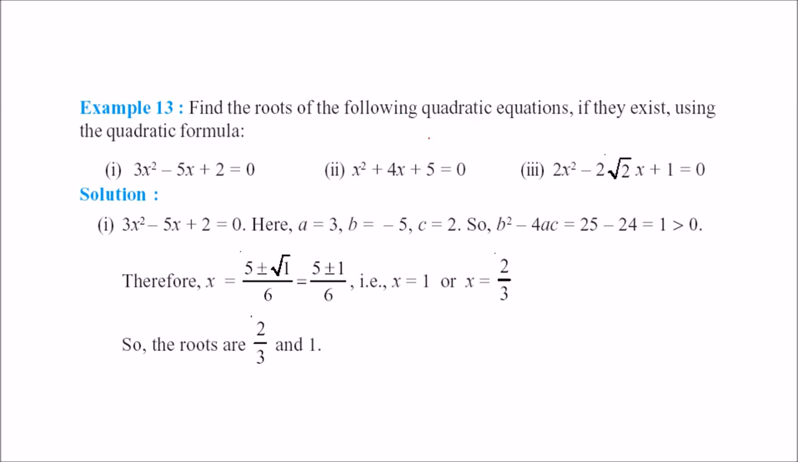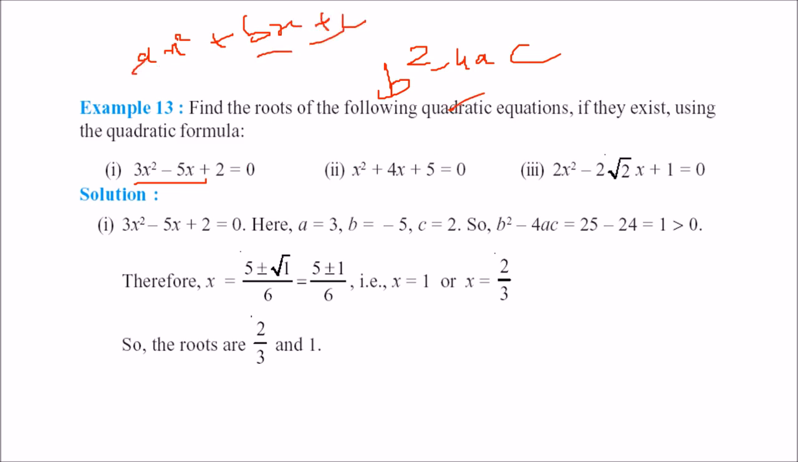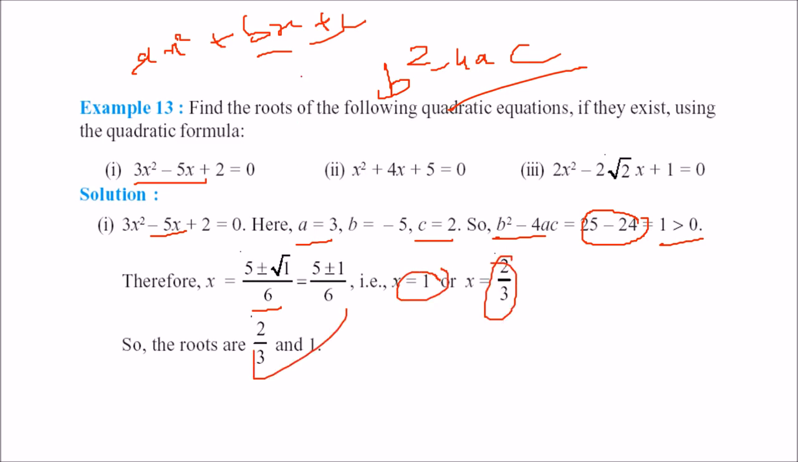Find the roots of the following quadratic equation, if they exist, using the quadratic formula. The best part is to find b square minus 4ac. Equate the equation with ax square plus bx plus c to find a, b, c, and then find b square minus 4ac. So here a is 3, b is minus 5, c is equal to 2. b square minus 4ac is 25 minus 24, that is 1. So take minus b plus minus under root b square minus 4ac by 2a, you will get 1 one time and 2 by 3, so these are the solutions.